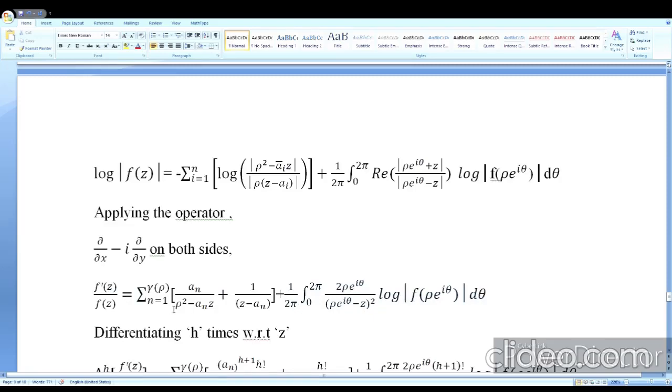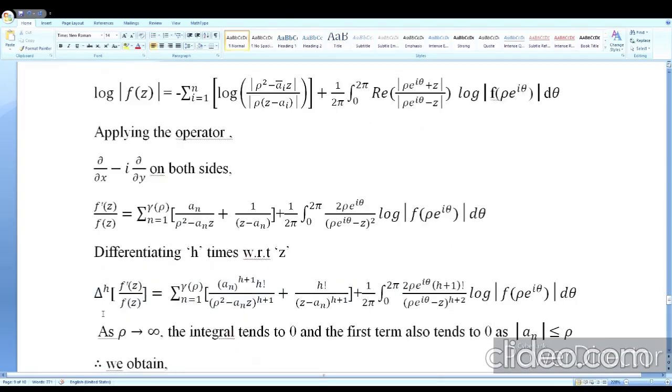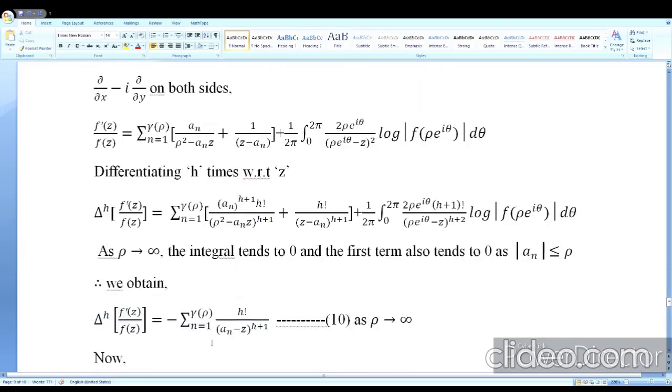Differentiating again h times with respect to z, we get del power h of f dash of z by f of z, applying the nth derivative formula. As rho tends to infinity, the integral tends to 0. And the first term also tends to 0 as modulus of an is less than or equal to rho. So we get del power h of f dash of z by f of z as minus summation h factorial by (an minus z) power h plus 1.